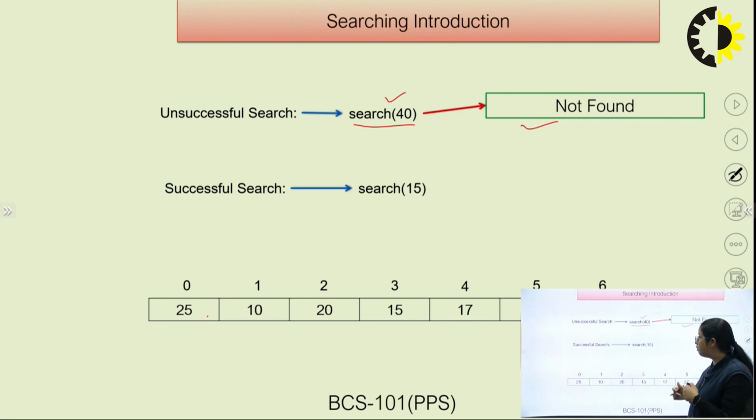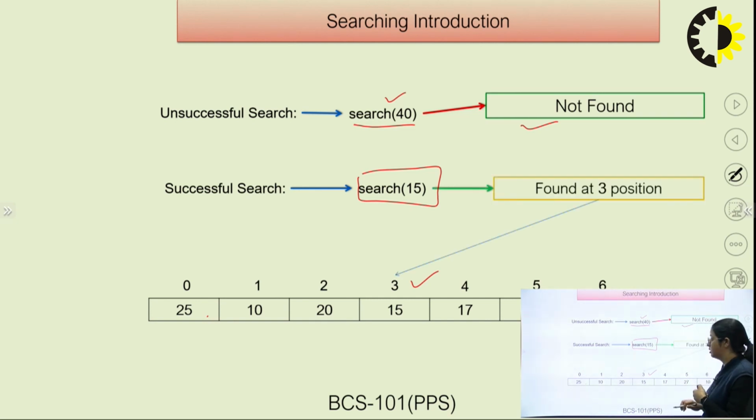But if we want to find the element 15, then we can say the search is successful, and we also get the position. At what position do we get the element?